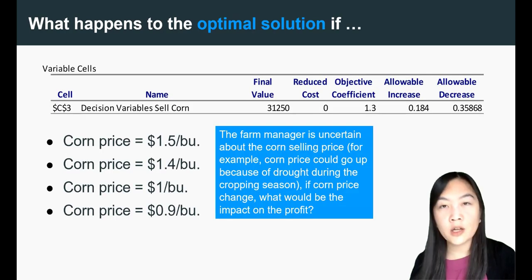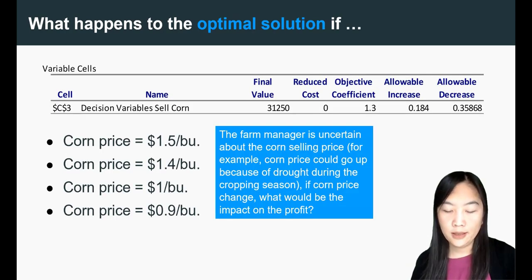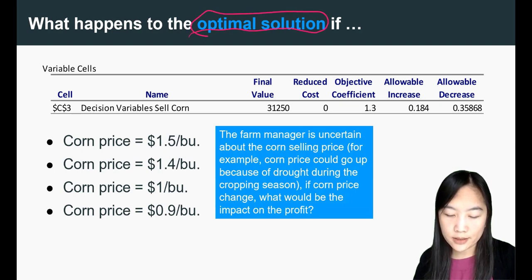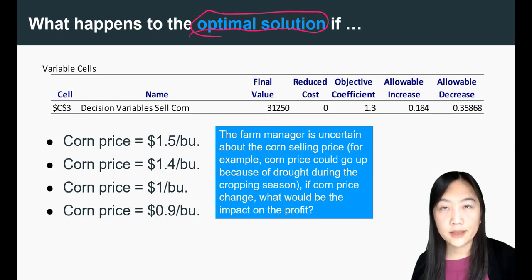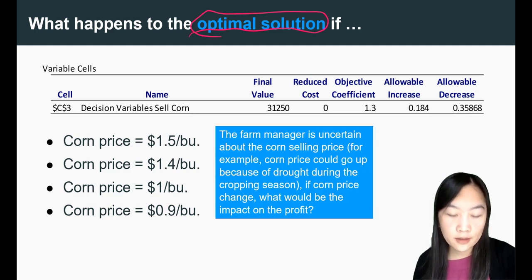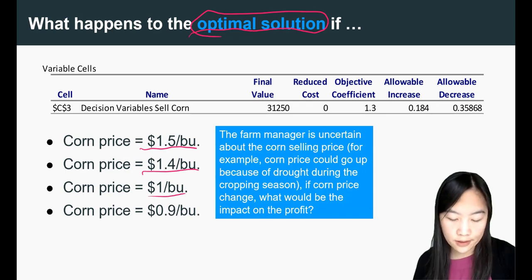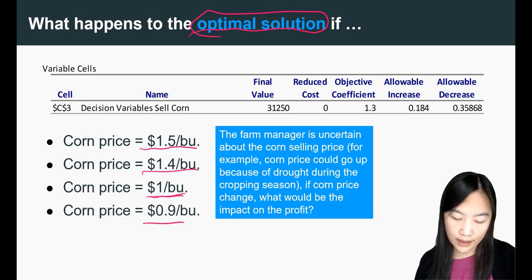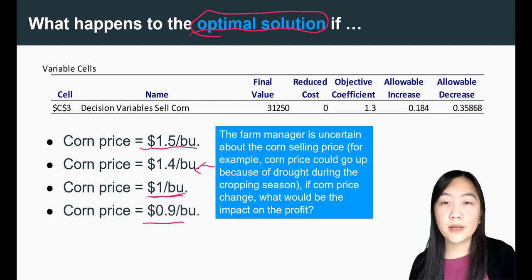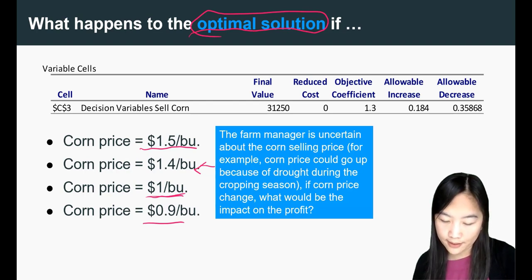So after you get your sensitivity report, you can ask the question, what happens to the optimal solution? Again, the optimal solution is the values of the decision variables. So if the corn price is 1.5, 1.4, or if it's actually lower than the producer expected, so what if it's 1 or 0.9? We already studied the case when it's 1.4, but what could happen at 1.5 or 1 or 0.9?